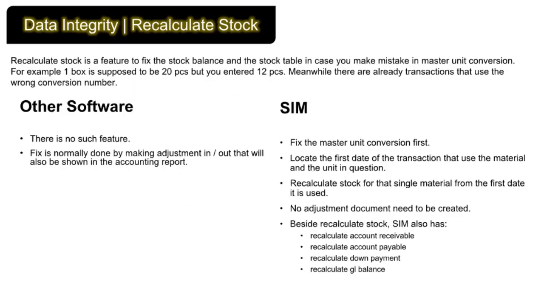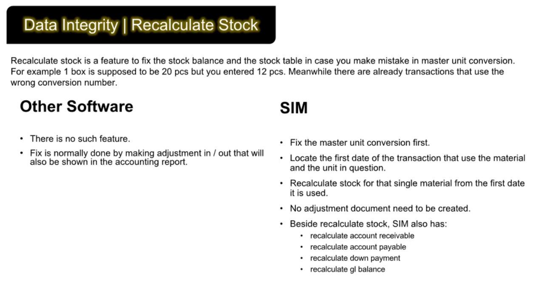Recalculate stock is a feature to fix the stock balance and the stock table in case you make mistake in master unit conversion. For example, one box is supposed to be 20 PCs but you entered 12 PCs. Meanwhile, there are already transactions that use the wrong conversion number. To do this, fix first the wrong master unit conversion.